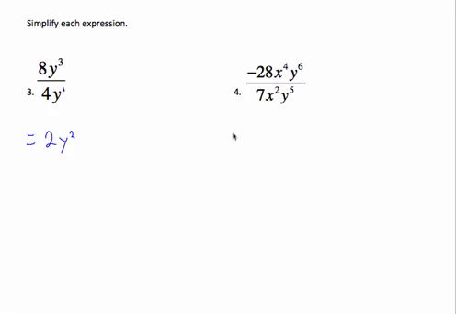Okay, the next example, you have a couple of variables and numbers here, so let's just do it one part at a time. Let's do the numerical part first. Negative 28 divided by 7 is negative 4. Then the x's, we subtract the exponents, so we get x to the power of 2. And for the y's, we subtract the exponents, we get y to the power of 1, or just y.